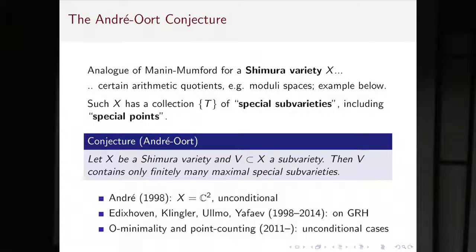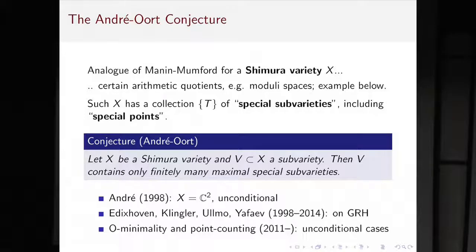So the simplest version, which I'm going to explain in a bit more detail, was proved by Andre in 1998. This is when X is C squared as a Shimura variety, which I'm going to explain. That's an unconditional proof. And then a full proof of this conjecture under the GRH was given in work, well, starting with Edixhoven, but completed by Klingler, Ulmo, and Yafeev.